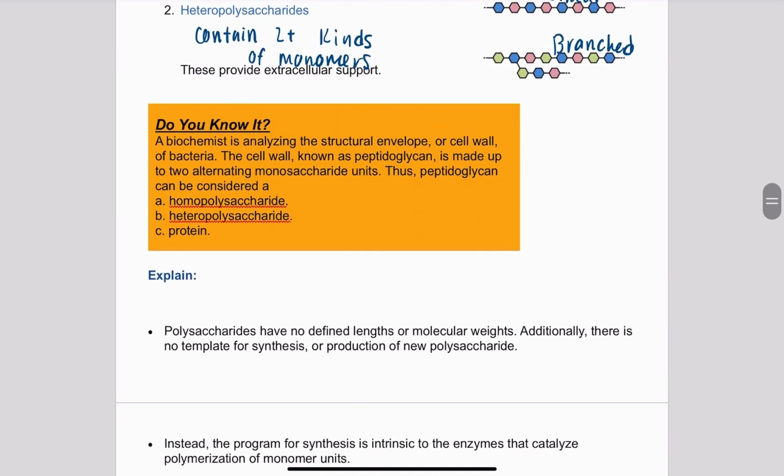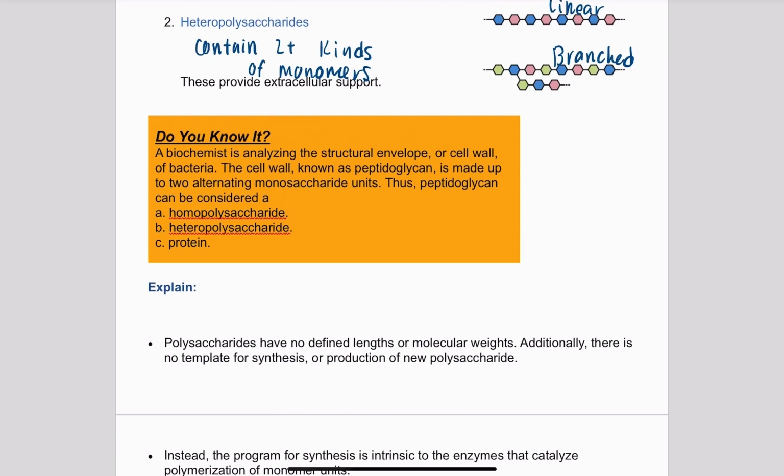And on to the do you know it question. A biochemist is analyzing the structural envelope or cell wall of bacteria. The cell wall, known as peptidoglycan, is made up of two alternating monosaccharide units. Thus, peptidoglycan can be considered A.